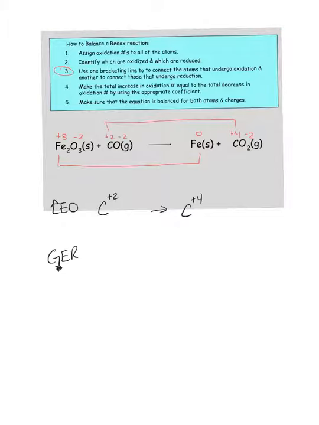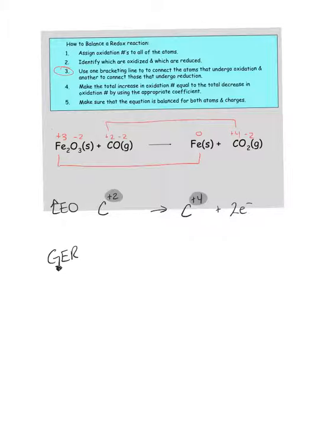Now, because it's LEO, those electrons are going to go on the product side, and there's going to be 2 electrons that are lost. The way I calculated that was I looked at this 2 and this 4, and I saw that there was a difference of 2, so it gained, I lied, it lost 2 electrons, and there's only 1 carbon that's doing the losing. So we've lost a total of 2 electrons. Now let's do the GER.